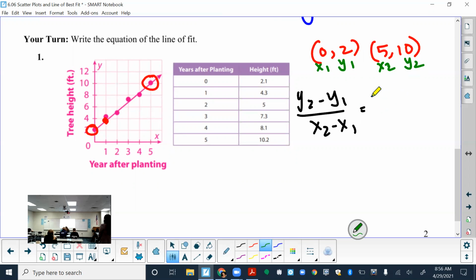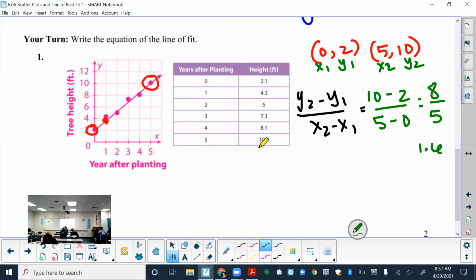So if I set it up like this, my y2 is 10, my y1 is 2, my x2 is 5, minus my x1, which is 0. All right, 10 minus 2 is 8, 5 minus 0 is 5, so I get 8 over 5. Normally I tell you to leave it as a fraction, but you could make it a decimal if you want. And it's 1.6 as a decimal. All right. If you use different points, your slope still should have been around 1.6 as a decimal.